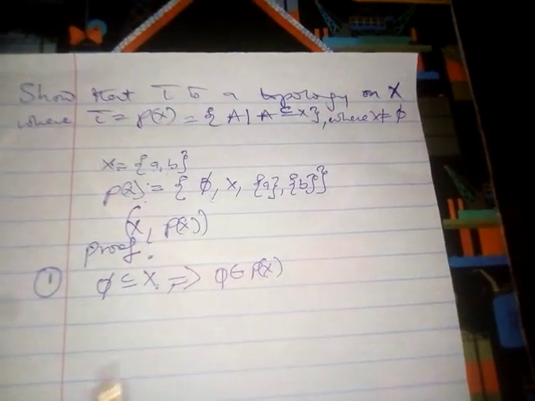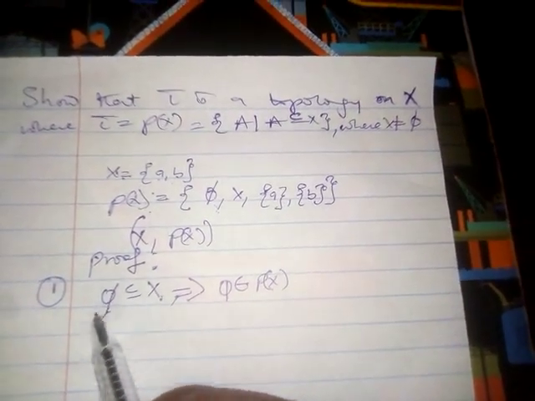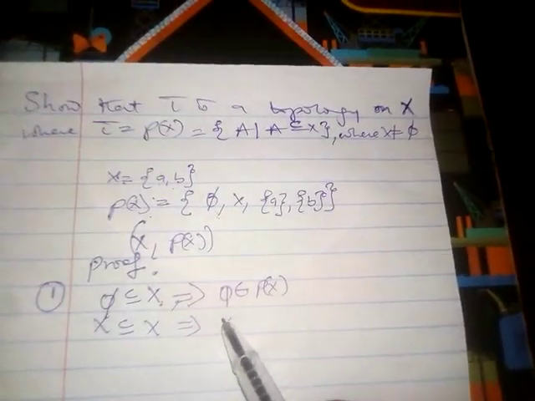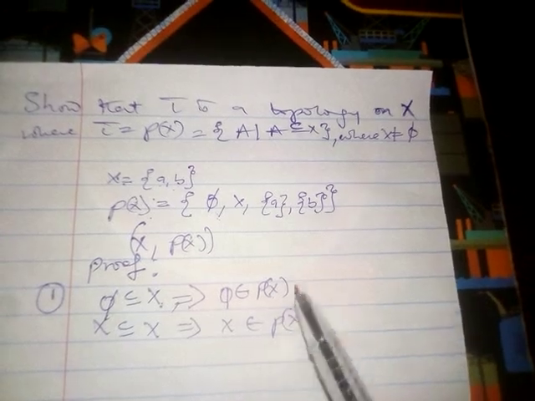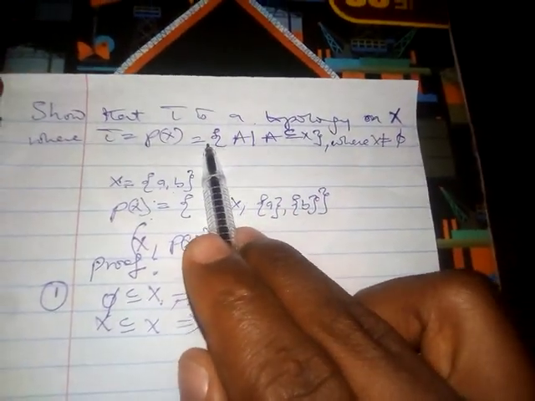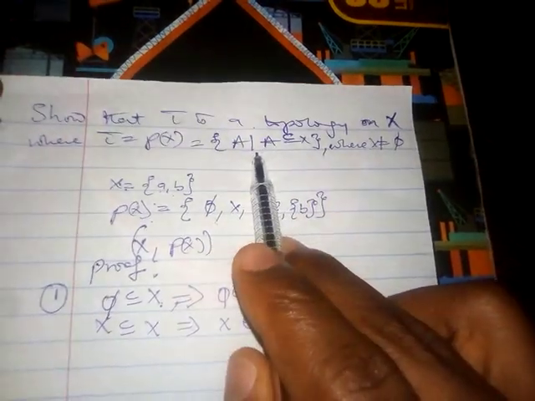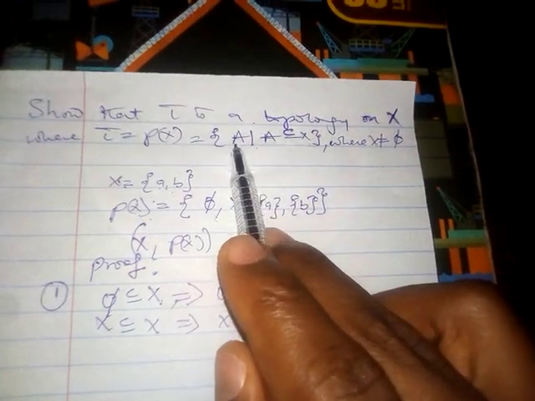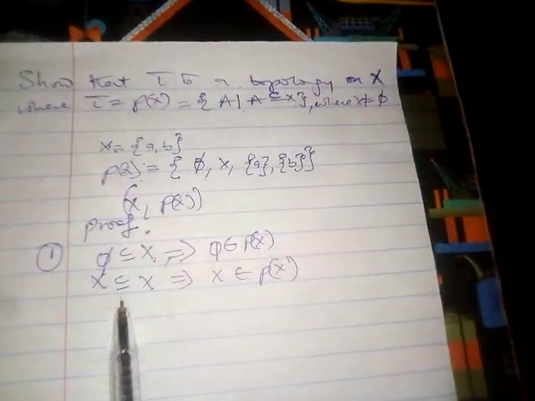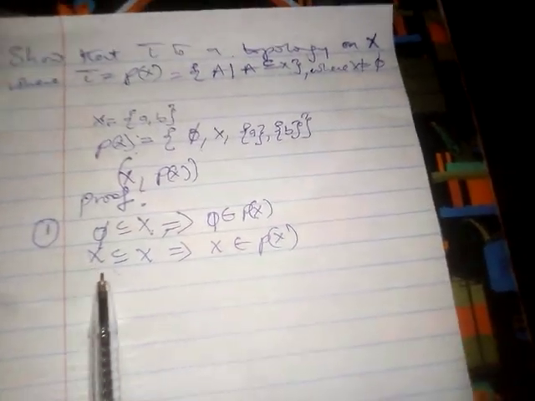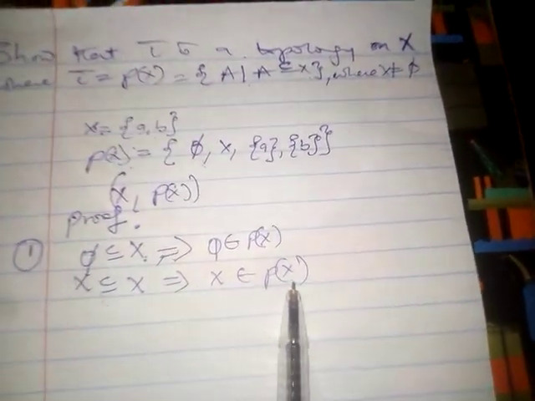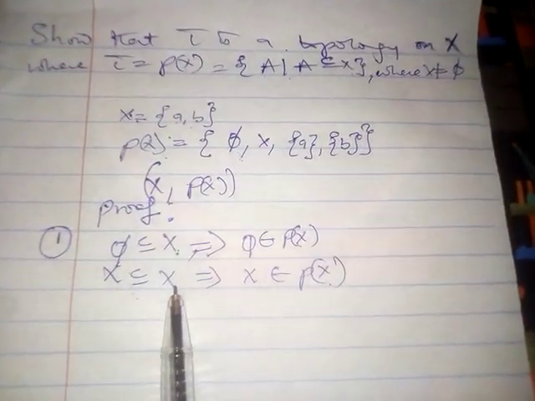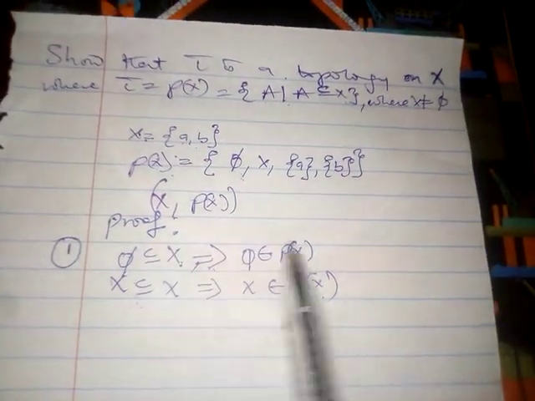We also have that the set itself is a subset of itself, so this implies that the set is in P of X. Remember this condition: P of X is the collection of A such that A is a subset of X. So if A is a subset of X, then A must be in P of X. So we're using the ideology here that since X is a subset of X, therefore X is in P of X. We conclude that X is in P of X since X is a subset of itself. So we have satisfied the first axiom.